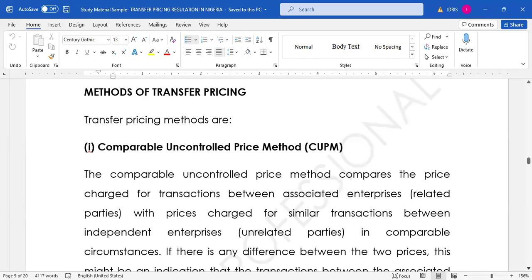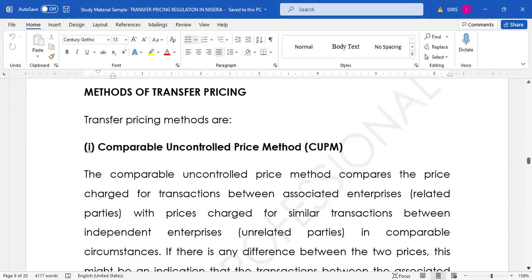Number one method of transfer pricing: comparable uncontrolled price method. In this method, we determine what price an external party that is not within the group of companies will charge if they want to sell goods among themselves.